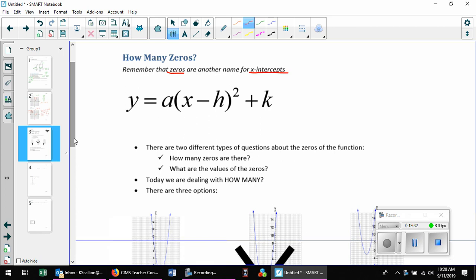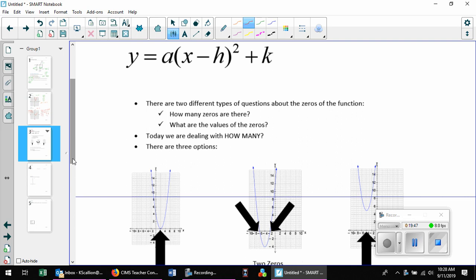All right, so here's the thing. I'm asking how many. In Chapter 4, you're going to tell me where they are. In Chapter 3, you're just going to tell me how many I have. Okay, so here's the deal. There are two different types of questions. You've got how many, and you've got where are they.